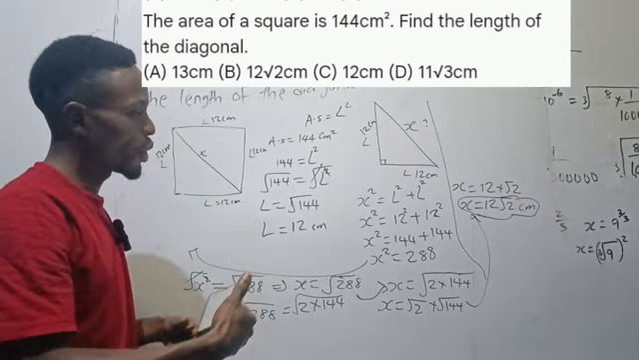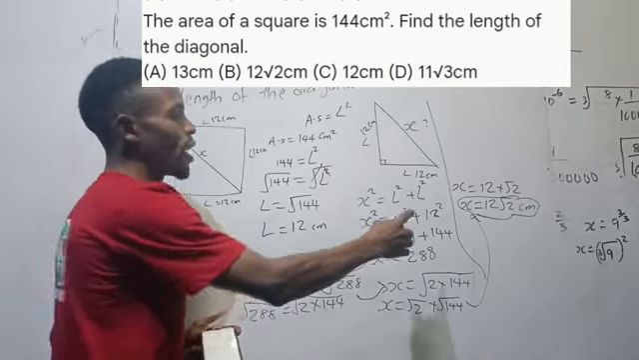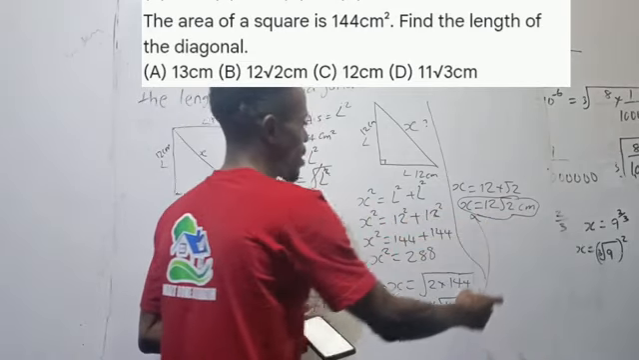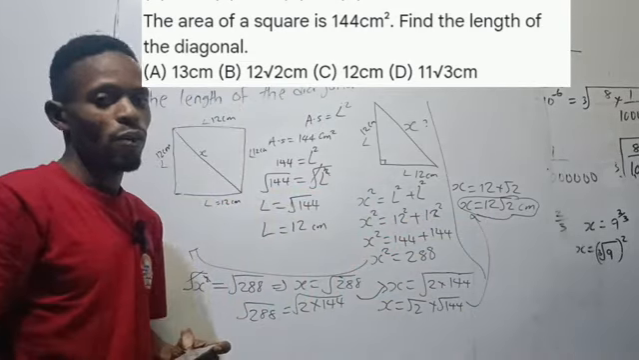So you can see the option is option B, where we get 12 root 2 centimeter. That is the solution to this problem.